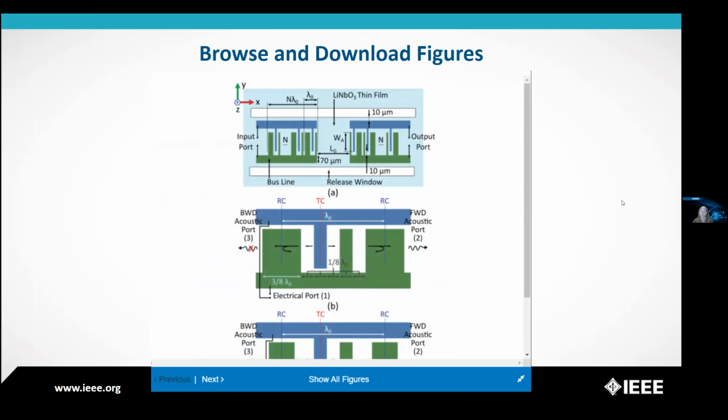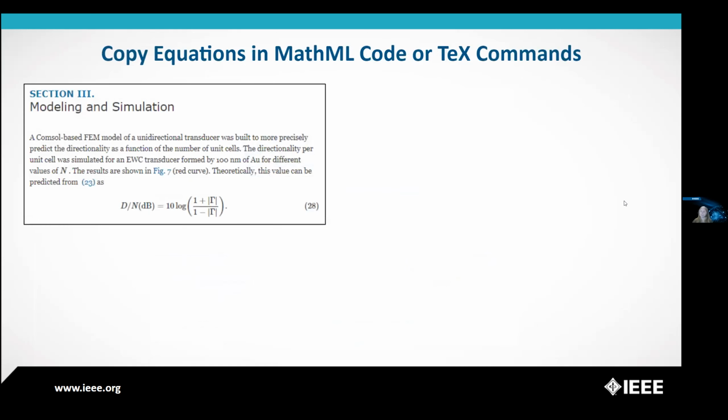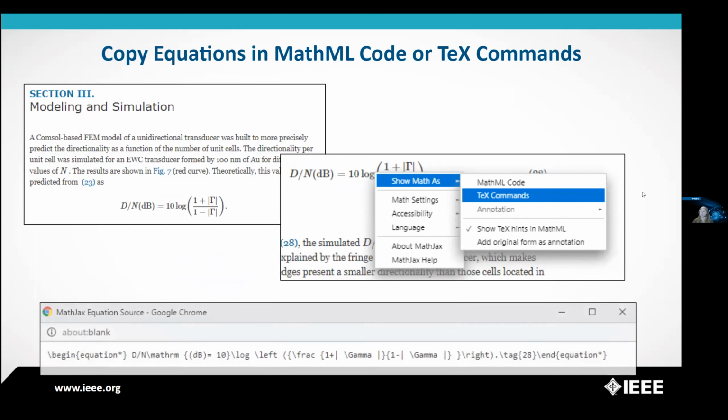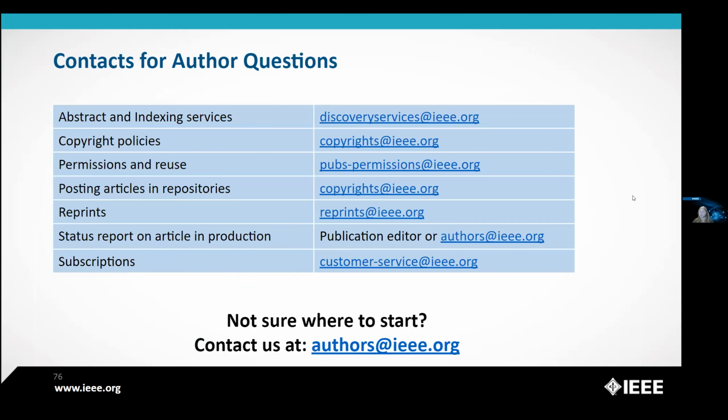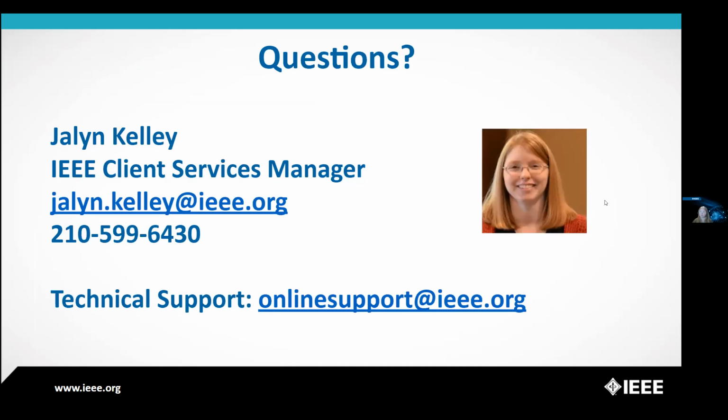You can also download figures from the page and even copy equations on the full text HTML view by getting the source code and highlighting and copying and pasting it. Most of these sites have already been tagged into the chat box. You can grab them. We also have some contacts for authors' questions, but a good place to start is at authors@IEEE.org. But you can see very specific author question areas here. And now I'd like to open it up and see if anyone has any questions for me.